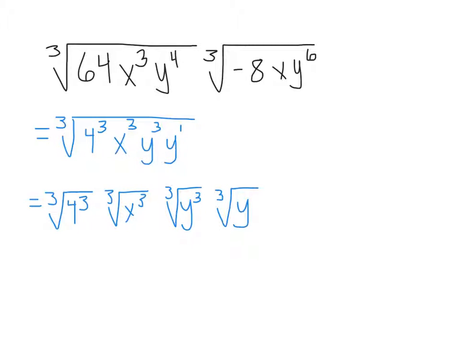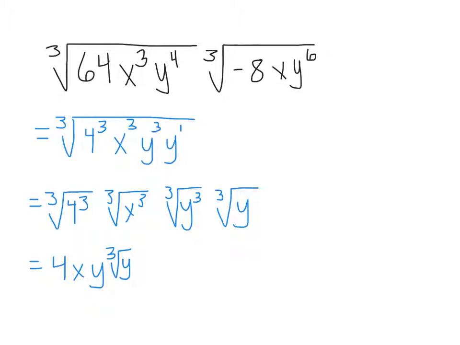Now, taking the cube root of something that's cubed cancels it out. So we're going to be left with, so the cube root of 4 cubed is just a 4. And cube root of x cubed is just an x. All right, the cube root is canceling out that cubing. And then cube root of y cubed is just y. Okay, so the last one, cube root of y, well, there's no cubing there to cancel out, so that just stays cube root of y.